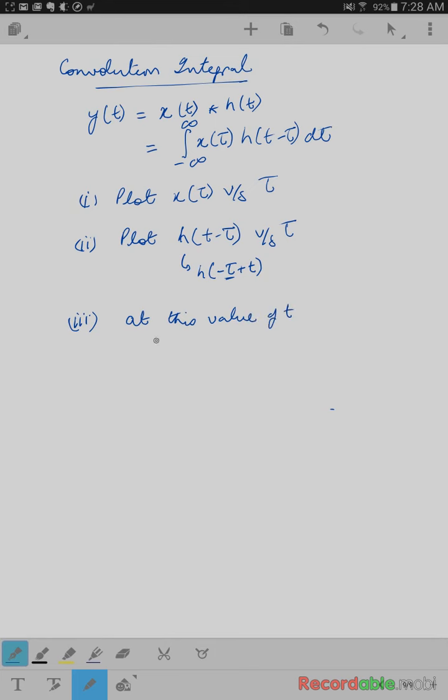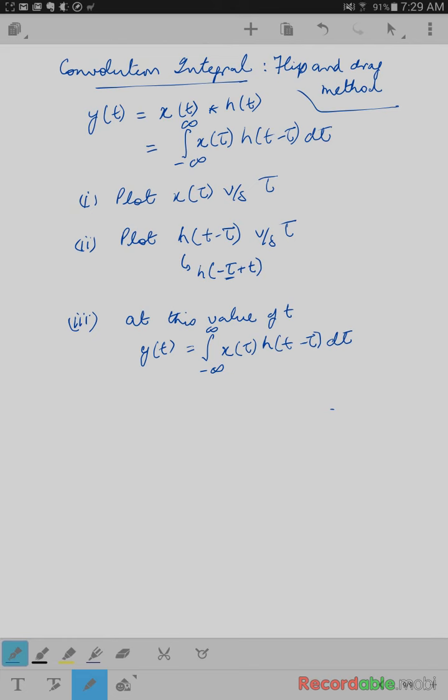you evaluate the integral, and the plots make it clear at what values of t this integral is non-zero. So integrate x of tau h of t minus tau d tau. Now remember, this is the flip and drag method. You can compute the convolution just by straightforward integration, but once you get used to it, this is a quick way of understanding what the convolution is going to look like, and to be able to figure out where the non-zero values of the convolution will be.